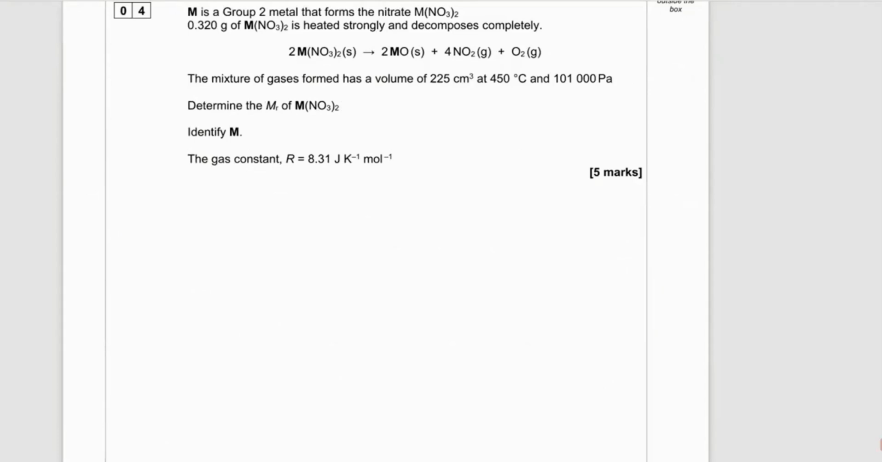Okay, another amount of substance question. We've got M as a group 2 metal that forms a nitrate, M(NO3)2, with the NO3 in brackets and a 2 outside. 0.320 grams of metal nitrate is heated strongly and decomposes completely. The mixture of gases formed has a volume of 225 cm³ at 450 degrees Celsius and 101,000 pascals. Determine the Mr of M from the metal nitrate.